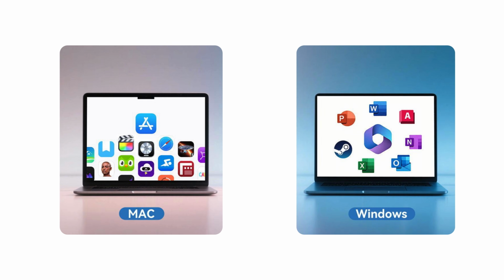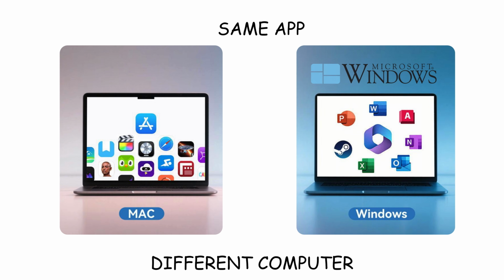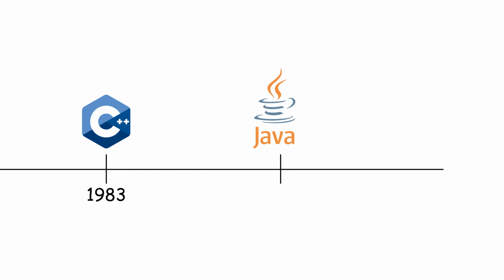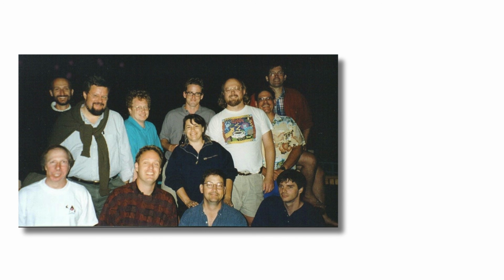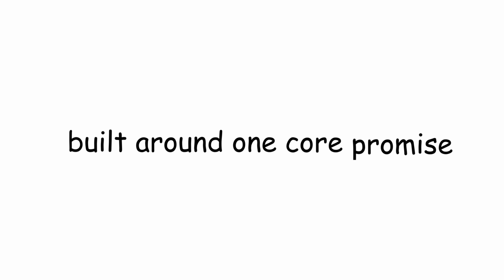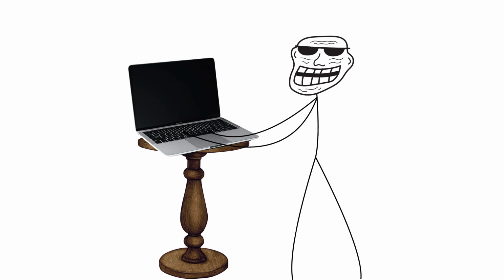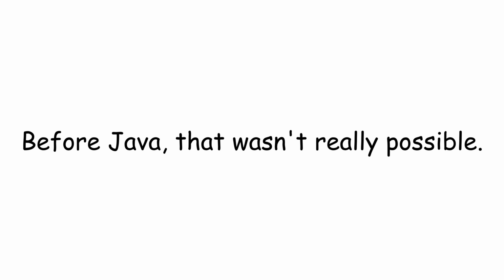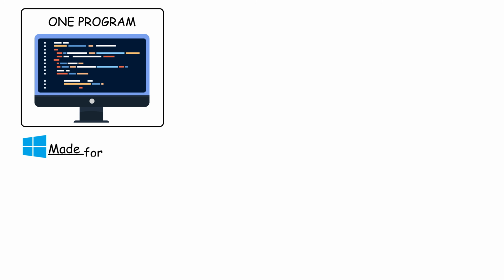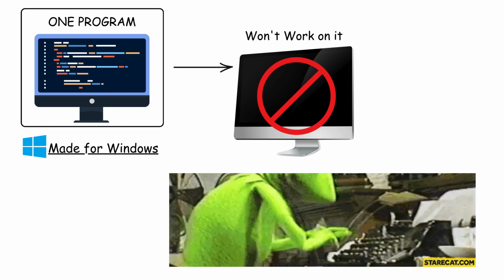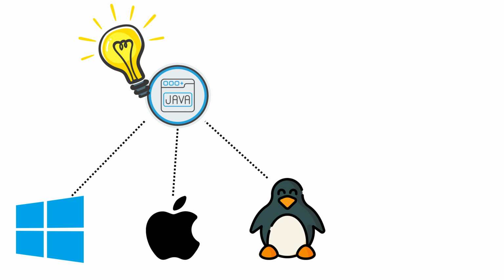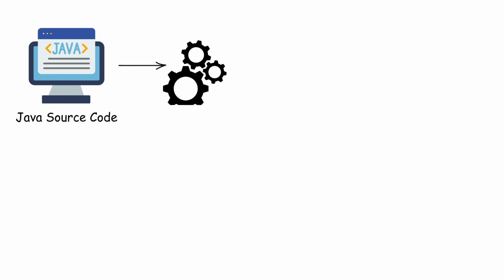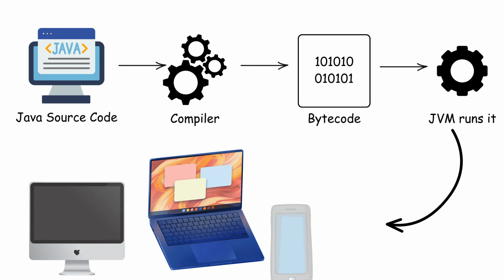Java. Ever notice how the same app works the same way on a Windows laptop and a Mac? Java is a big reason that became normal. It was released in 1995 by James Gosling and his team at Sun Microsystems, built around one core promise: write your code once and run it anywhere. Windows, Mac, didn't matter. Before Java, that wasn't really possible. A program built for one type of computer usually had to be rewritten to work on another. Java solved this using something called the Java Virtual Machine, which acts like a middle layer, translating the code so it runs the same way no matter what device it's on.